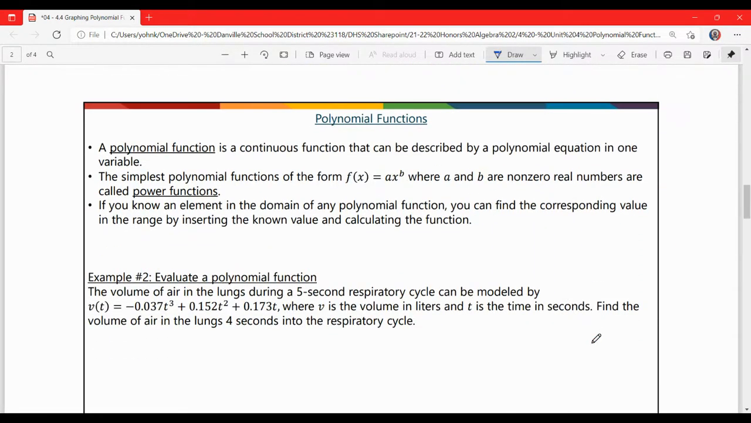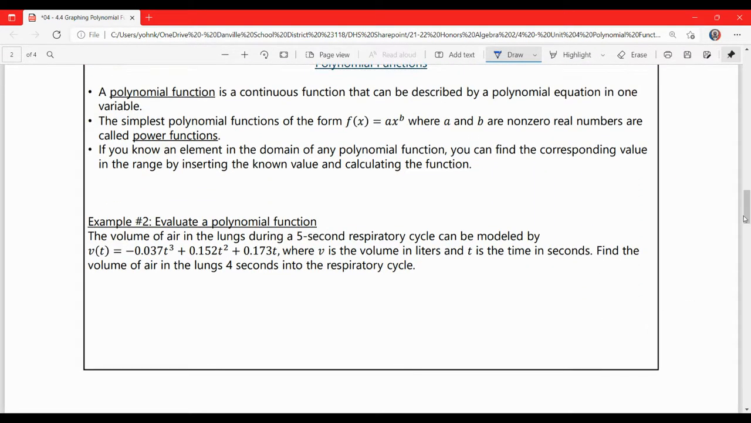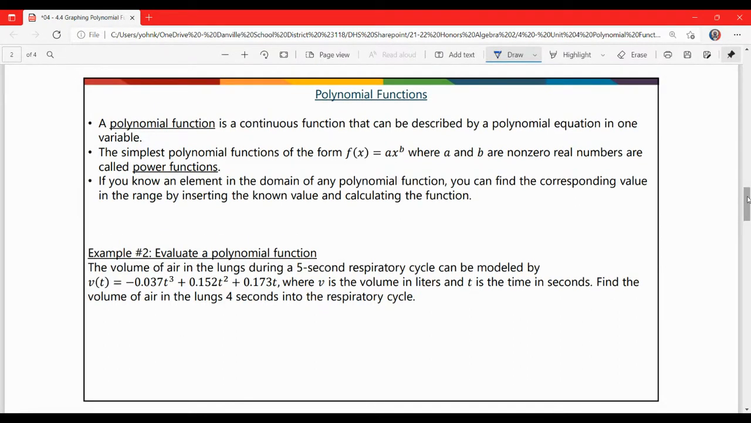Awesome. Okay, so now that we know what a polynomial is, now that we know how to find its degree, we can talk about how a polynomial function is a continuous function that can be described by a polynomial equation in one variable. So a continuous function means that there are no breaks or gaps. And if it has one variable, like we just saw in the previous example, you can't have an x and a y. The simplest polynomial functions of the form f of x equals ax to the b, where a and b are non-zero real numbers, are called power functions.